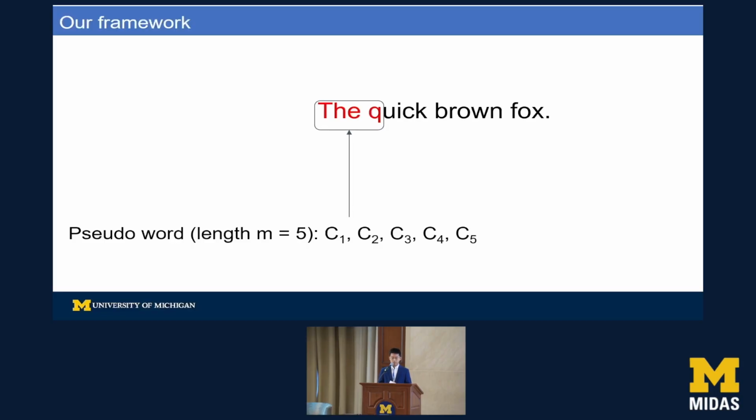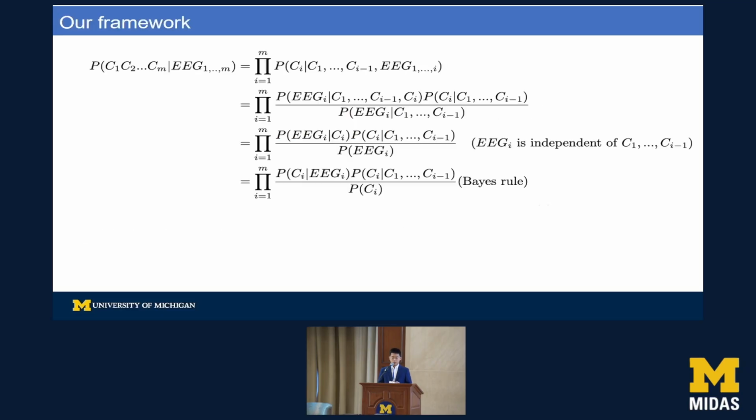Suppose this is the text we want to predict, the quick brown fox. The first thing we do is split it into pseudo words. Suppose we choose each 5 letters to be one pseudo word. That would be THE, blank space, and Q. And then we compute the probability for each pseudo word, not for each single letter. That's the difference from the conventional framework.